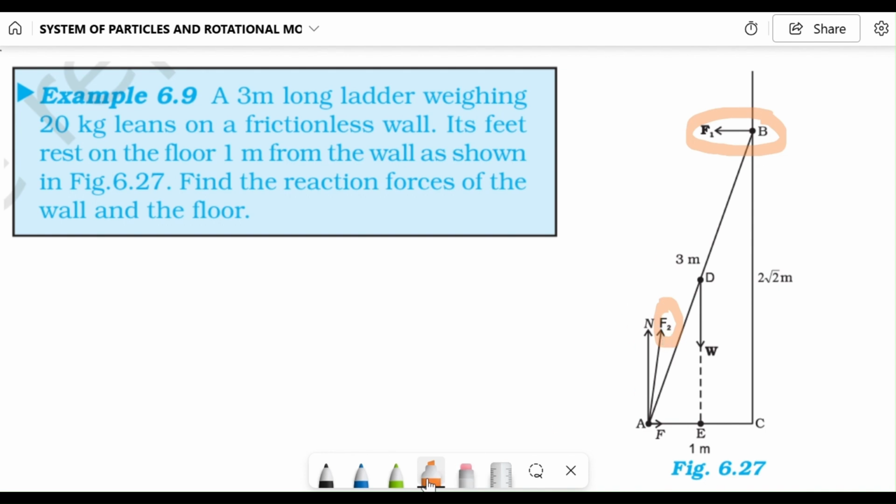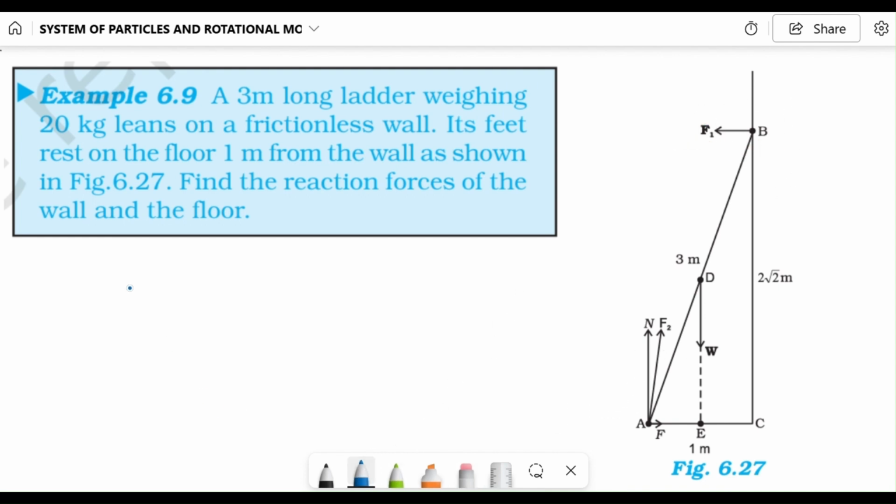And in the second case, it has a normal reaction due to this floor as well as friction, which prevents the ladder from sliding this way. So at the floor, this ladder is experiencing one normal reaction here and another friction here. We have to check the net effect of these two forces as the reaction on this ladder due to this floor. Okay, so now we can start our discussion of how we can solve it.